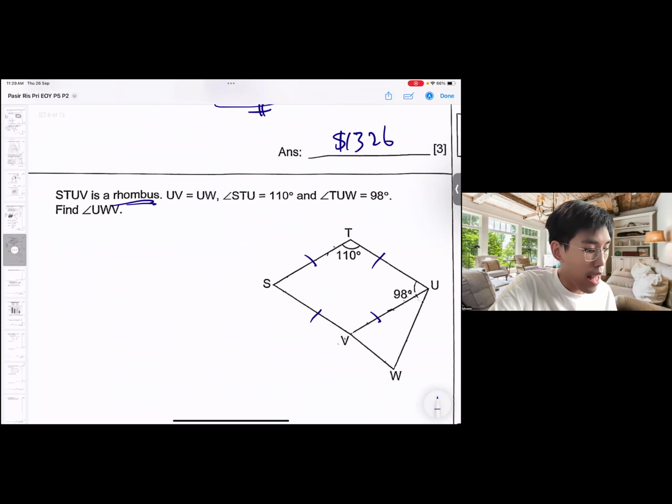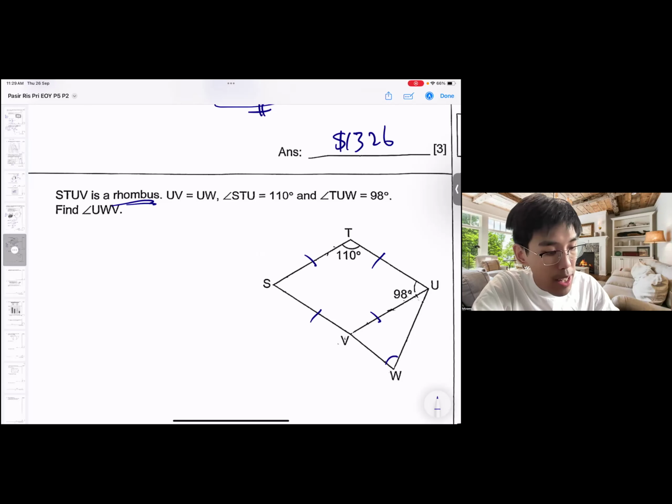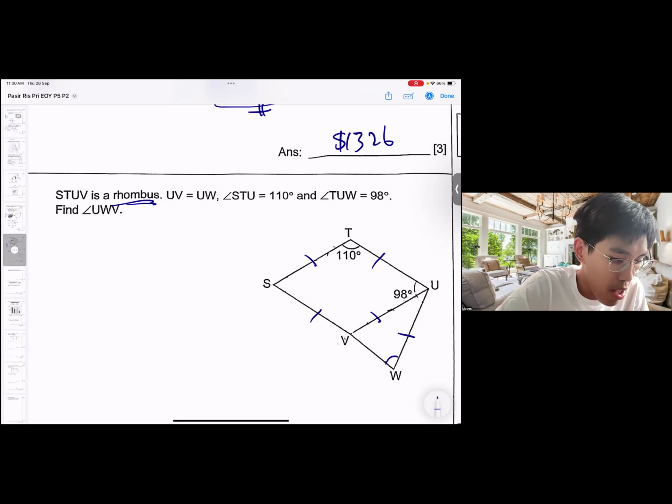Find UWV. UWV, where is it? It's here. At the same time, UV equals UW. Let's indicate this one as well. So if you see, it forms an isosceles triangle. So what else do we have? Did they say it's a straight line? No, they didn't say it's a straight line. But let's see, what else do we have? Looks like a trapezium though. It should be a trapezium. No, I don't think it's a trapezium. 98, 110.